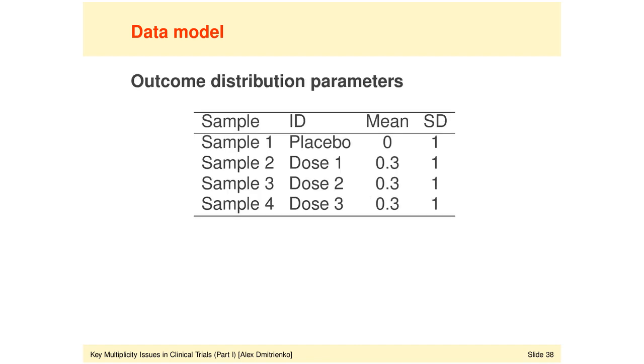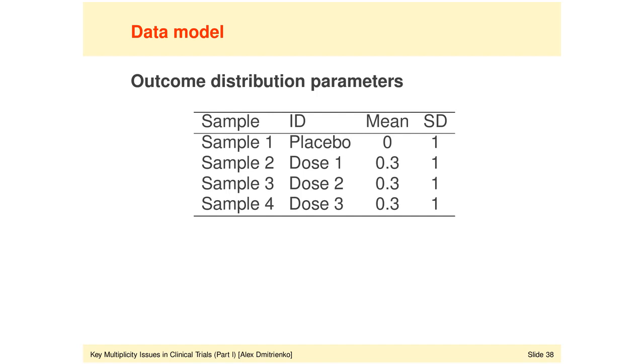This table defines the outcome distribution parameters in the individual sample. The table lists the 4 samples in the data model. They are IDs, placebo, dose 1, dose 2, and dose 3. And also the individual parameters of the normal distribution of the primary variable within each sample.